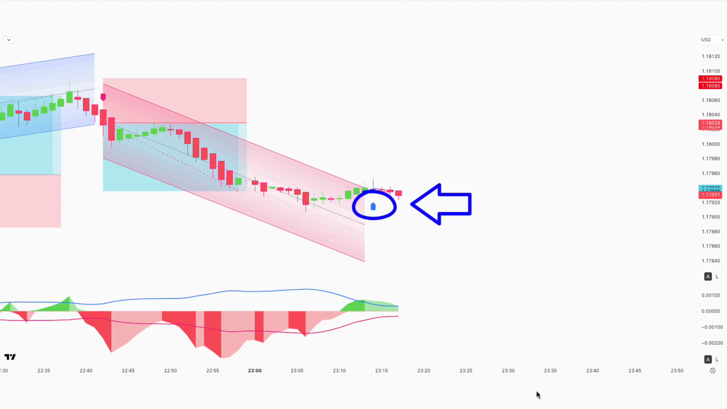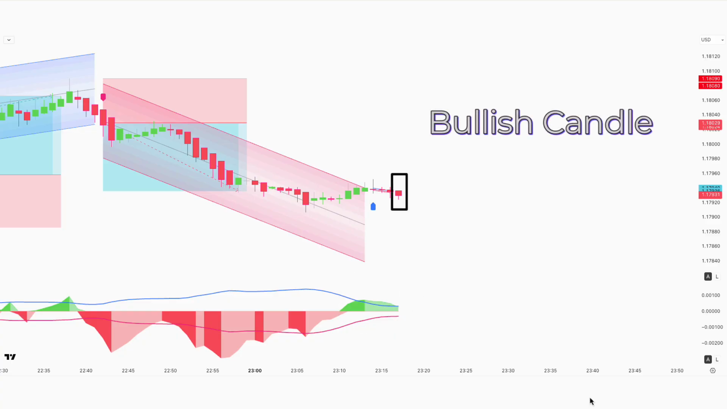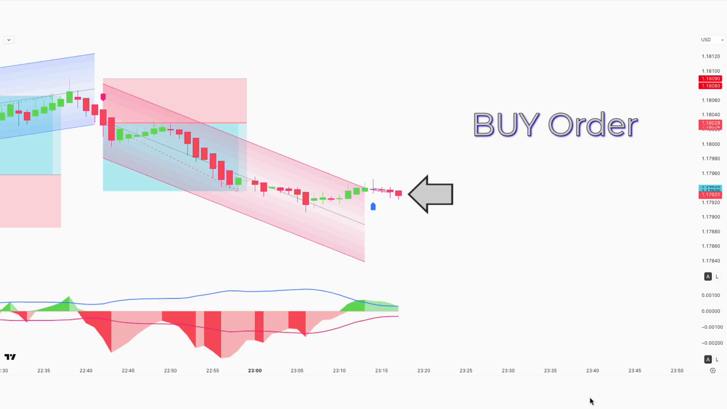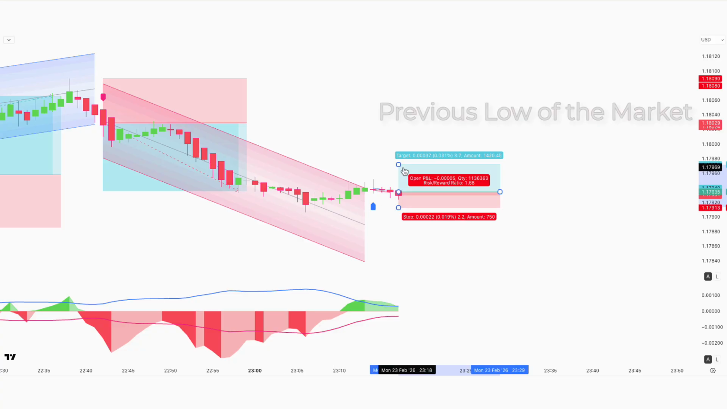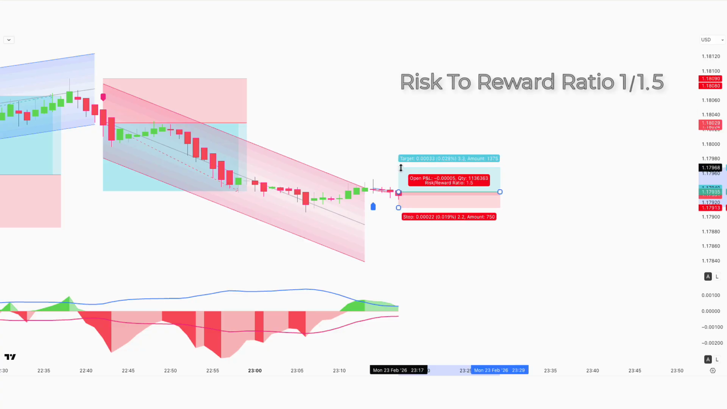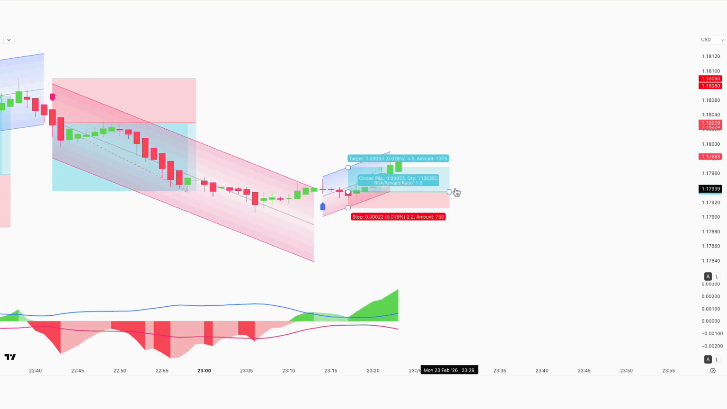Here, the segmented regression label of this indicator is a buy signal. Here, the Waddah Attar indicator is a green area. Here, the market has made a bullish candle to give confirmation. So all our conditions are being fulfilled, so we are placing an order to buy. Our stop loss is to be placed at the previous low of the market, and the risk-to-reward ratio will be 1:1.5. We have won the trade. Let's find the next trade.